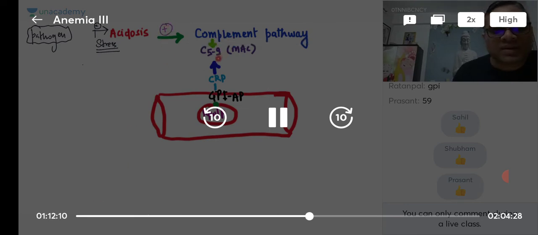And when the complement pathway is activated, we all remember very well, the terminal end product in the complement pathway is the membrane attack complex. So stress stimulates acidosis, activating the complement pathway, and the membrane attack complex is formed. Fine, but in this picture we are talking about the normal individual.